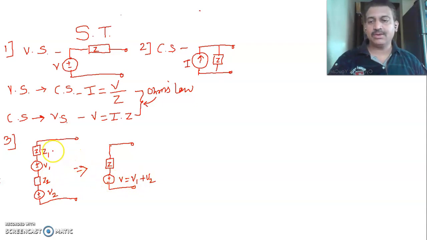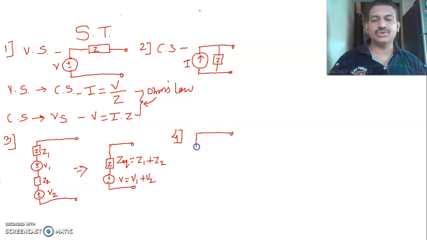Now if we look at the impedance connection, Z1 and Z2 are both connected in series, and for a series connection the equivalent impedance Z is Z1 plus Z2. So please remember, as we have two voltage sources V1 with Z1 and V2 with Z2 connected in series, we get the equivalent voltage as V1 plus V2, and the equivalent impedance is Z1 plus Z2.